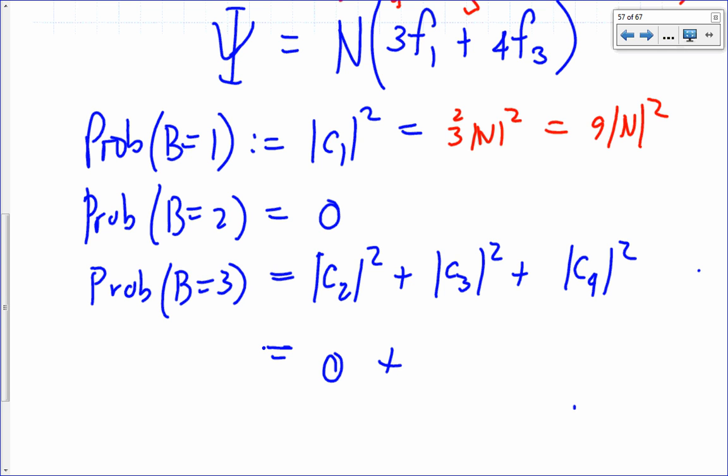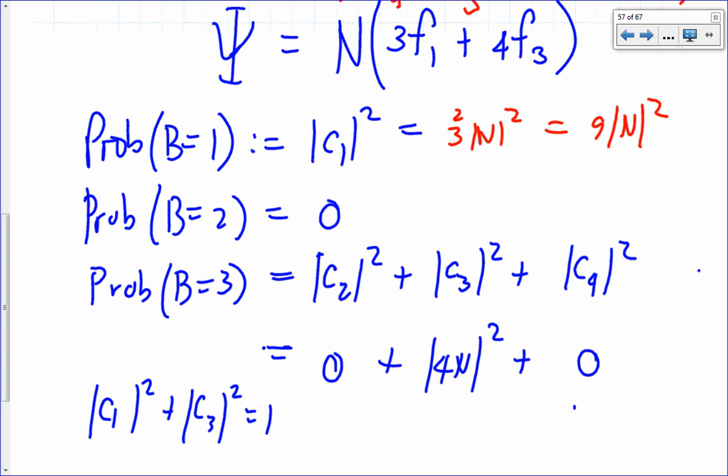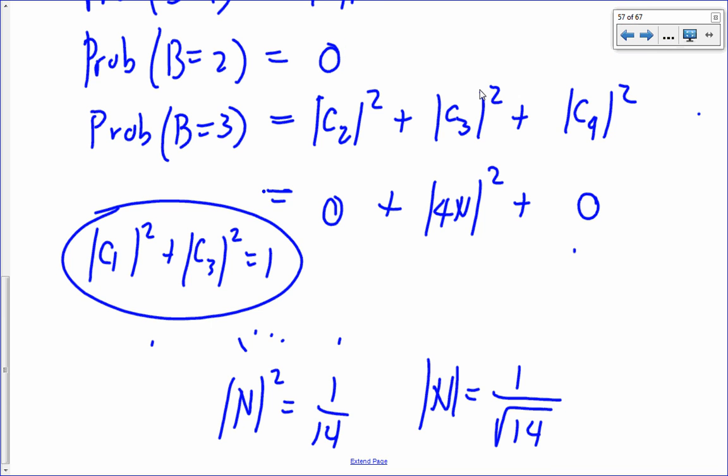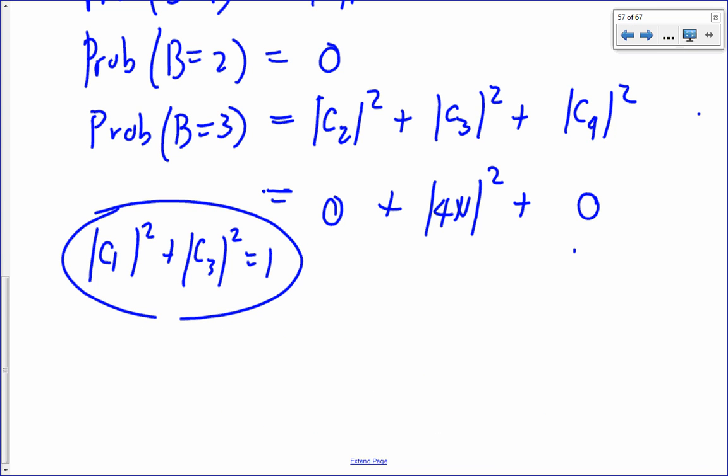Plus coefficient of F3? 4n squared. What's the coefficient of F4? 0. Okay, how do we determine n squared? So C1 squared plus C3 squared is equal to 1, right? Because those are the only ones that contribute to your psi. So you're going to say then that what? C1 is how much?